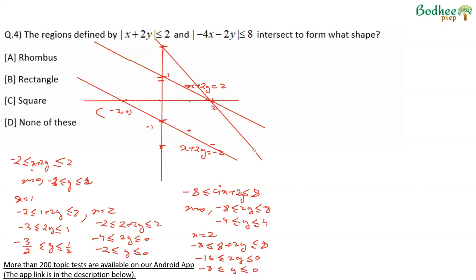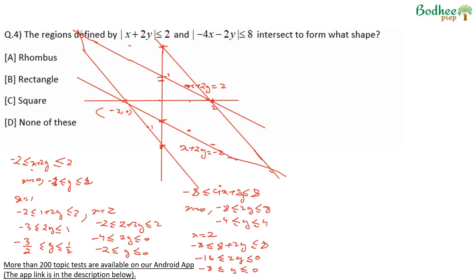And similarly, here it will be passing through -2 and -4. The two lines will also be parallel. Now, if we extend these lines, they will intersect somewhere here. So this and this will intersect here. And these two lines will intersect here.